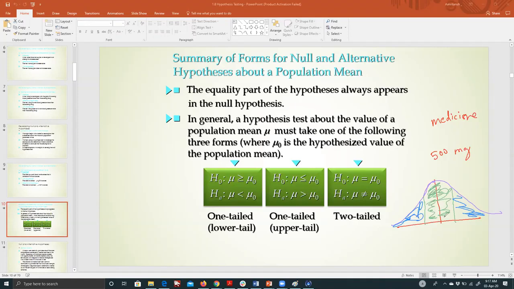Yes. But if it is 515 mg, it might be dangerous to you. It might cause overreaction in your body. But equally, it cannot be lower, because then you are defrauding people. You are claiming it has 500 mg of this chemical, but it doesn't. So the potency of the medicine is very low. So those kinds of problems are two-tailed, where upper and lower both have to be checked. It cannot exceed the upper range as well as the lower range. So that would be a two-tailed example.